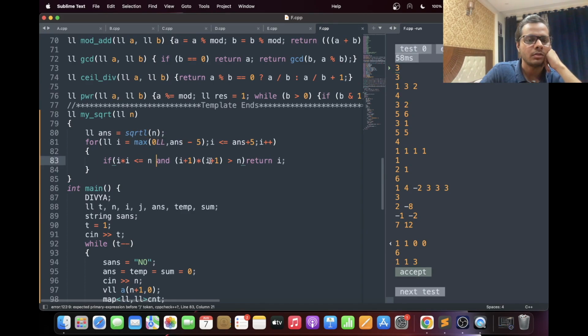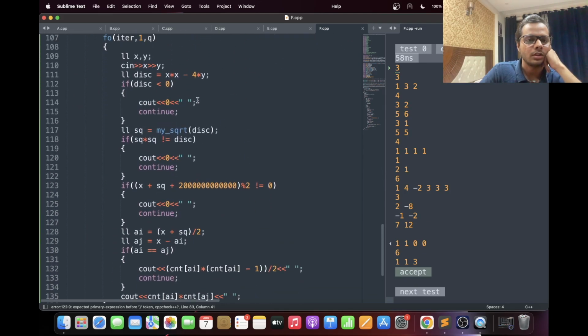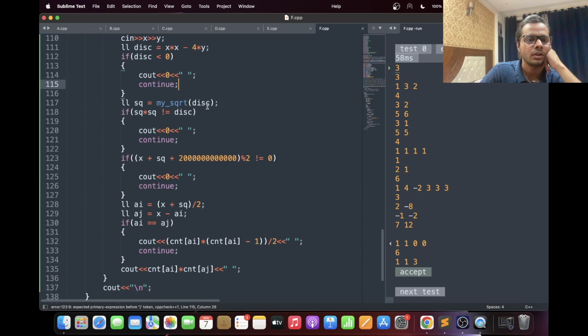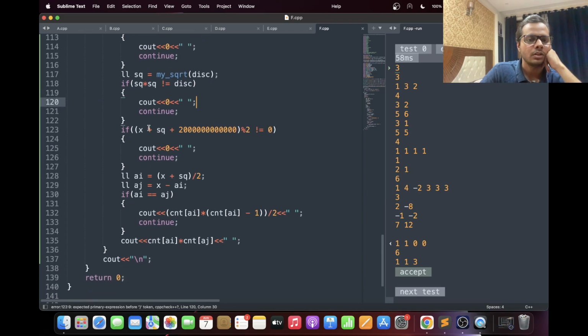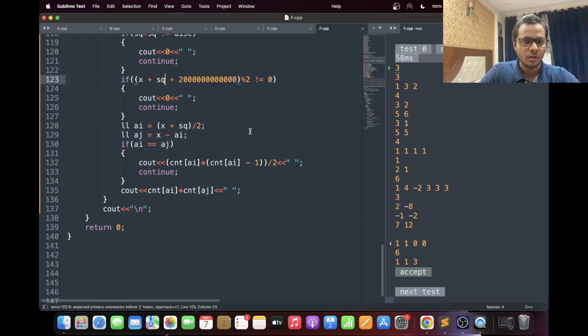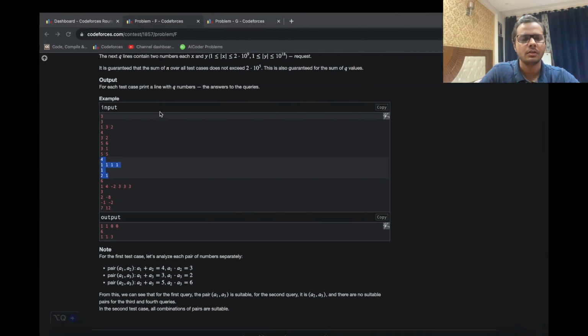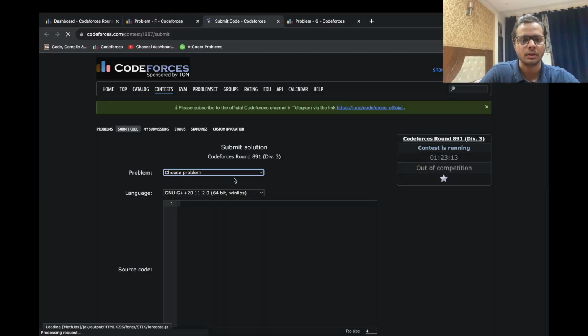I into I less than equal to n, I plus 1 greater than n. Okay, so if the discriminant is negative, then we continue. The discriminant should be a perfect square. The parity of x and the square root should be the same, so their sum should be even. Cool, so x plus square root by 2 and x minus AI. Yeah, this sounds about right. Let's just submit this.